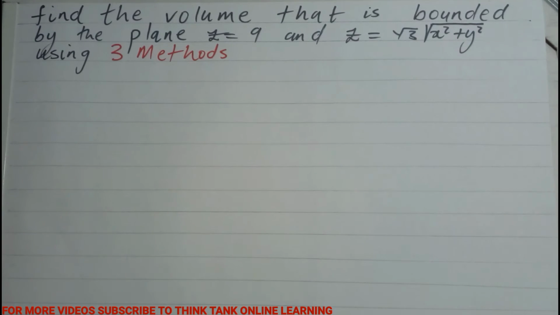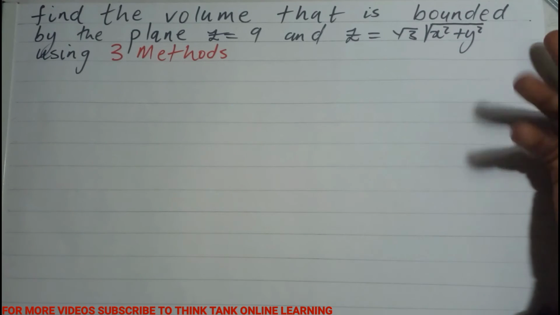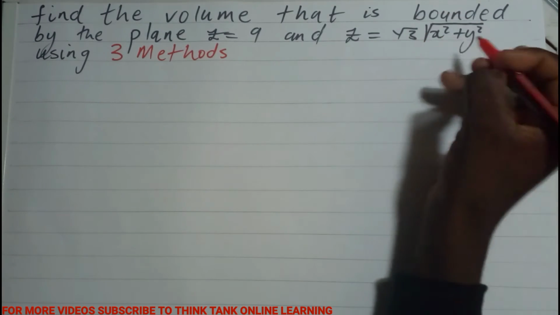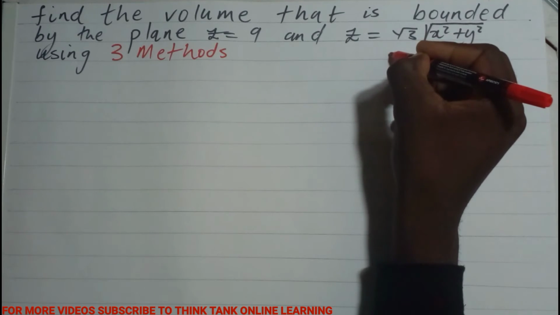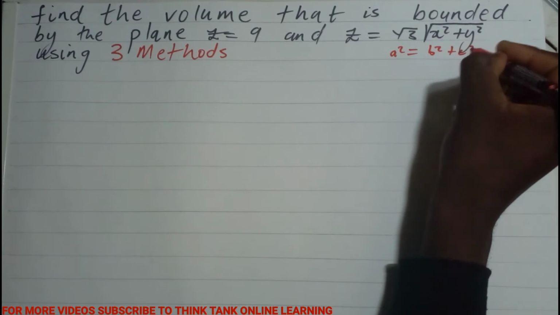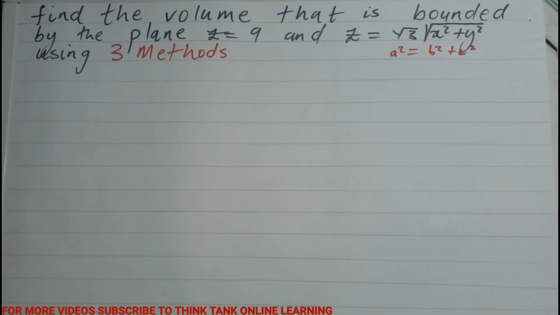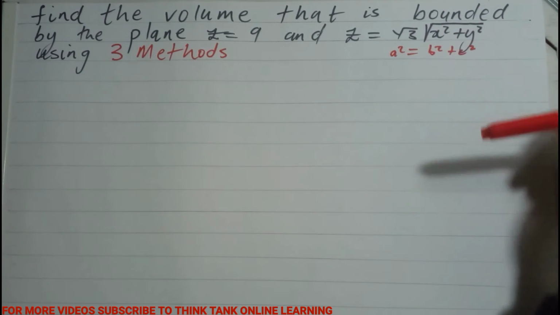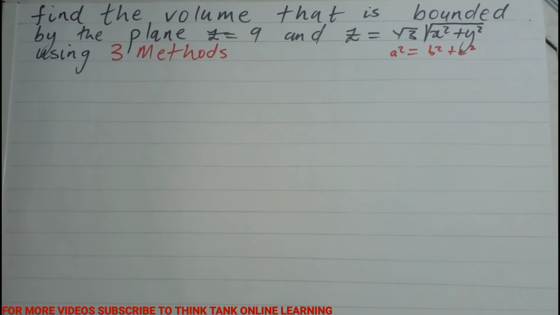First of all, I think the first thing we have to do is to visualize this diagram. If we have an equation that looks like a squared equals b squared plus c squared, automatically this is a cone. This cone lies along the z-axis.